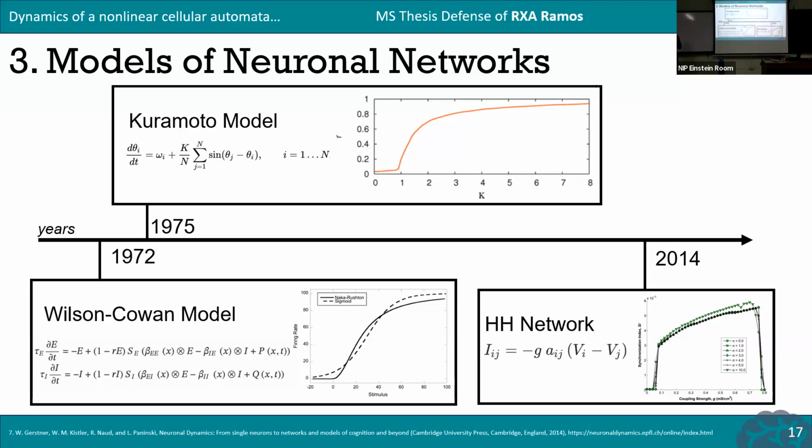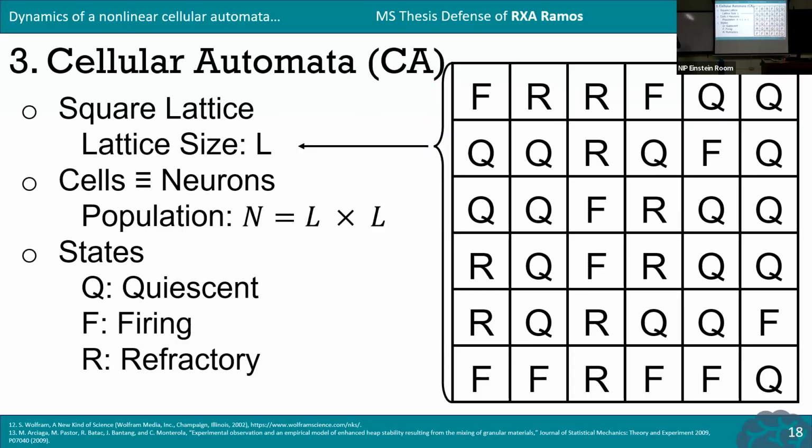Okay. Since solving a large-scale network of HH ODEs is very tedious and needs higher computational resources, we want to propose another approach using cellular automata. Specifically in this thesis, we just use a square lattice with a lattice size L by L. Okay? And each of the cells that forms the lattice is analogous to a neuron. Okay? So we will have a population of N equals L by L. And then we assign each neuron a state. The states can be quiescent, firing, and refractory. And if you remember, these are the spiking states when you generate a spike during neuronal firing.